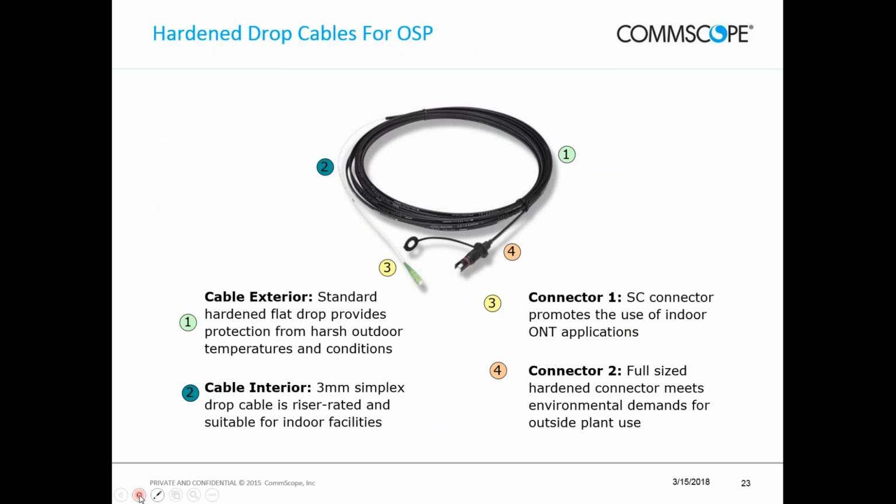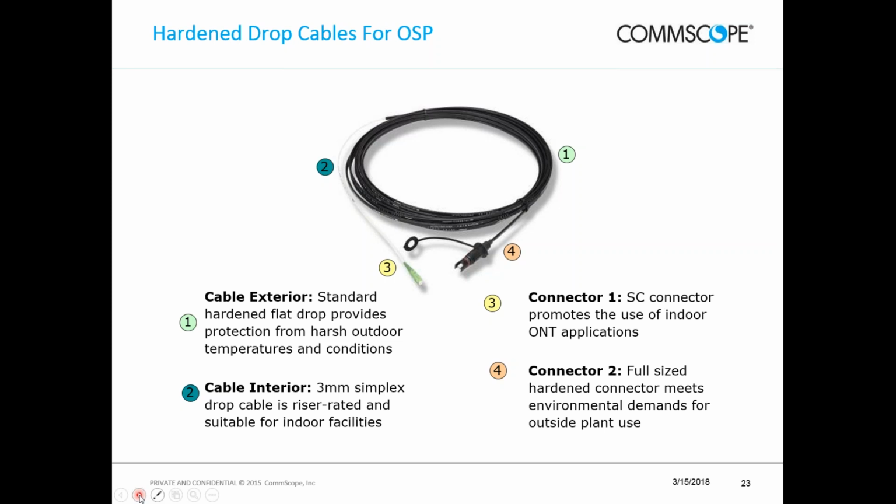Let's look at the hardened drop cable that we're going to use coming out of one of those MSTs. I just wanted to describe this cable briefly. The standard outside of it is a hardened flat drop. It looks almost like flat drop telephone cable, about the same dimensions. It's very rugged and robust and protects the inside fiber cable from harsh outdoor temperatures and conditions.